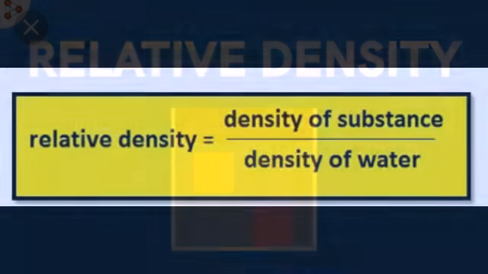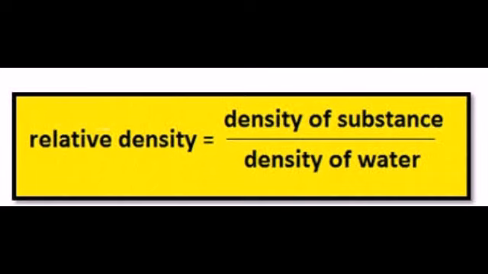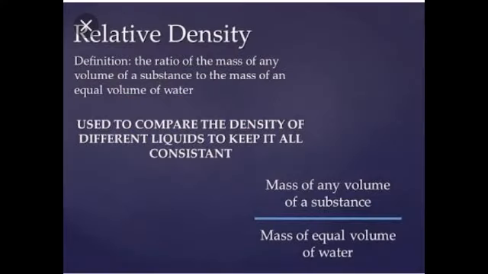Let's know about relative density. The formula is relative density is equal to density of substance divided by density of water. The ratio of the mass of any volume of a substance to the mass of an equal volume of water is called its relative density.